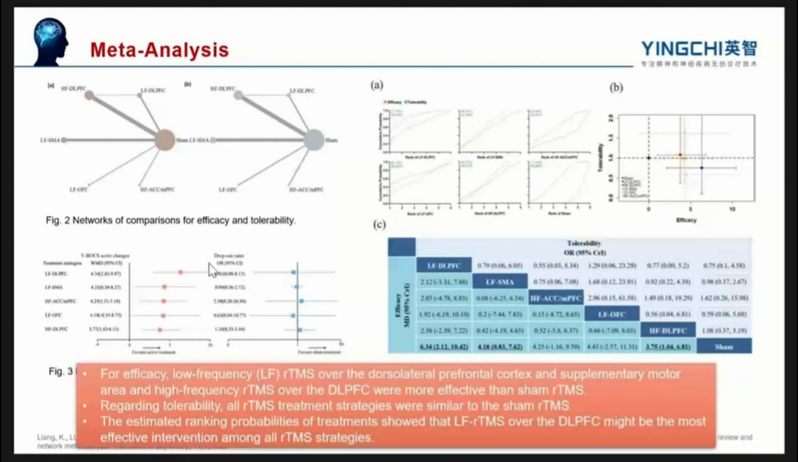And according to the meta-analysis results, we can conclude that for efficacy, low frequency rTMS over the dorsolateral prefrontal cortex and the supplementary focal area, and the high frequency rTMS over the DLPFC, were more effective than sham rTMS. And regarding tolerability, rTMS treatment strategies were similar to the sham rTMS. And the estimated ranking probabilities of treatment show that the low frequency rTMS over the DLPFC might be the most effective intervention among all rTMS strategies. This line represents the low frequency target of the DLPFC.